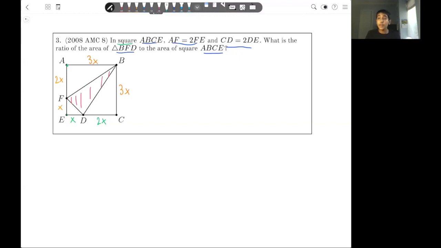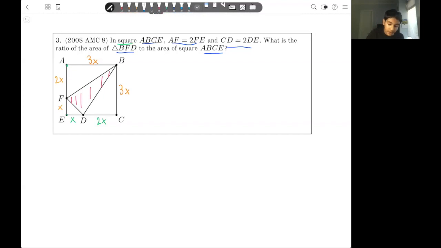You can just assume it's going to be 3, instead of 3x. Because I just said 3x arbitrarily, but since we only have to find the ratios, it won't change whether we have x be 1 or x be 100, because it's just scaling up the whole figure, right? When you scale up the whole figure, the ratio of the area of the triangle to the square is going to remain the same.